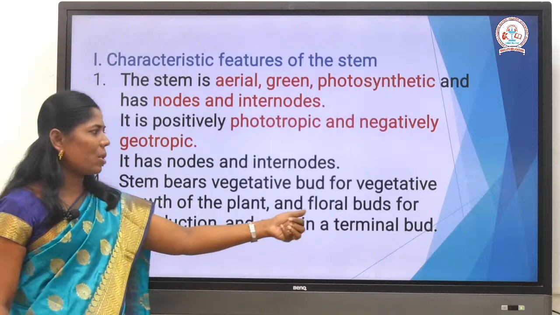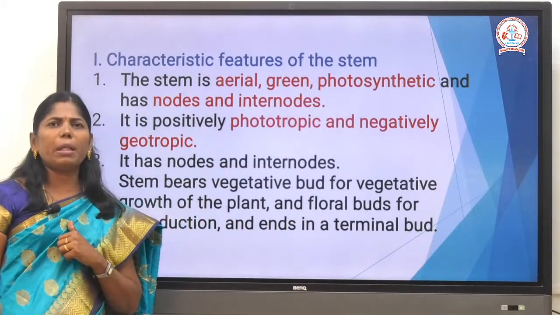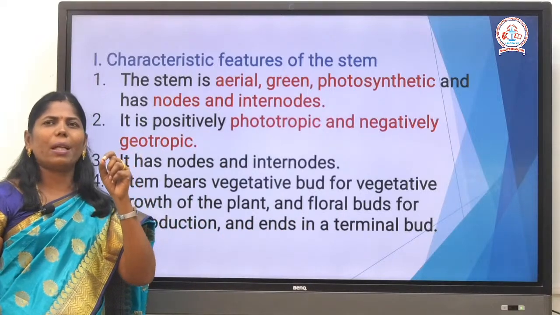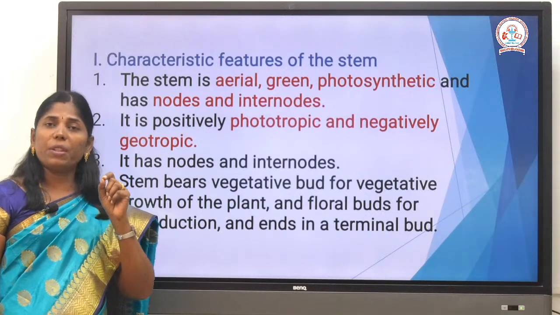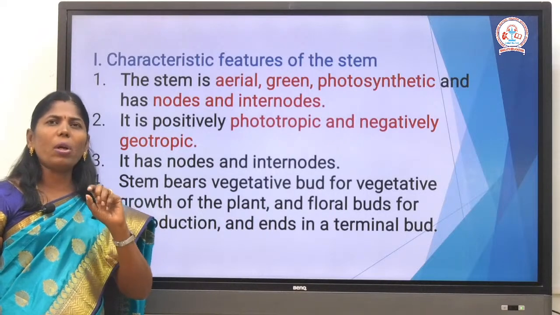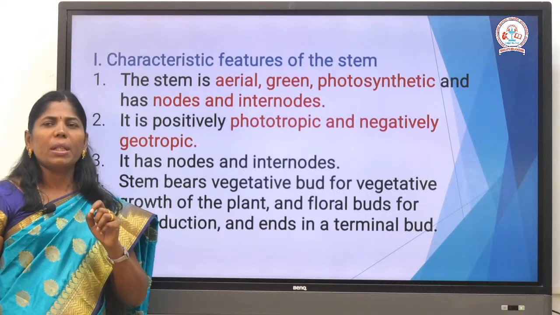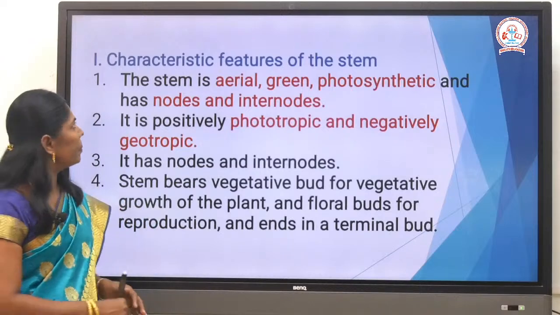And young shoots form in the terminal bud. Terminal bud means the bud in the tip of the branches. That is considered a terminal bud. If the bud is present between the node and internode, that is considered an axillary bud.